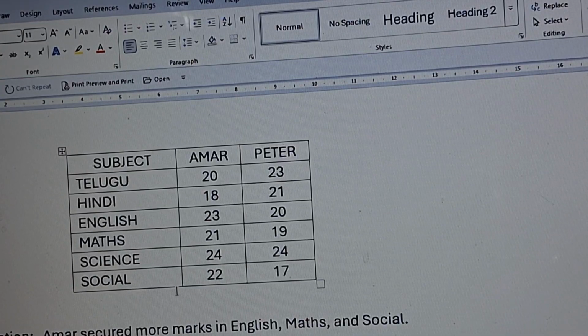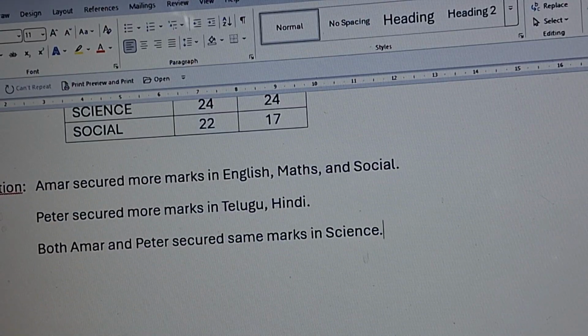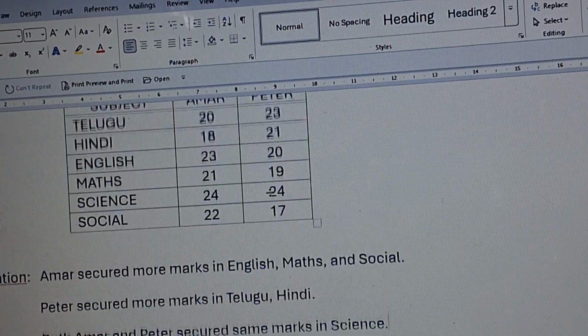Both of them got Social 22 and 17. By writing this table, you are having a kind of explanation, and you can give an interpretation, a kind of solution for it. What are those interpretations I have written here? You see, Amar secured more marks in English, Maths, Social.